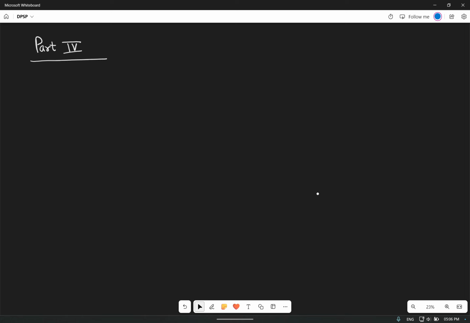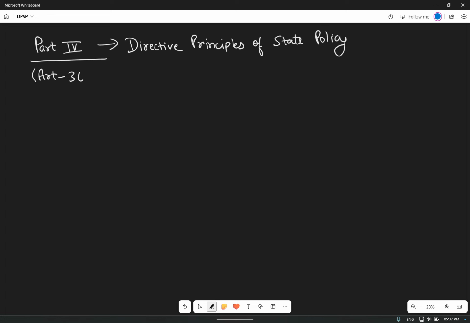Part 4 of our Constitution is nothing but the Directive Principles of State Policy. Okay, and this Part 4 is present from Article 36 to 51. Okay, we have covered till Article number 35. Now we are proceeding to Part 4.